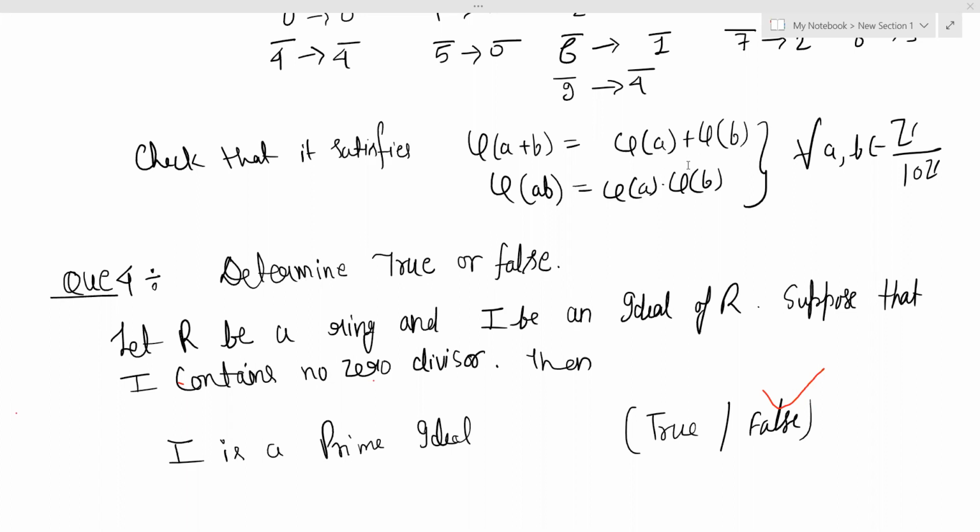What about 4Z in the ring of integers, the ideal 4Z? Is this a prime ideal? 2 times 2 equals 4 belongs to 4Z, but 2 does not belong to 4Z, right? Agreed or not?